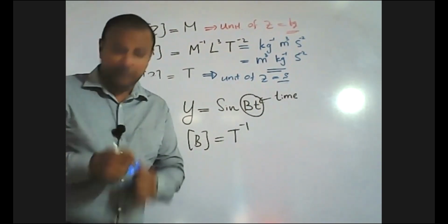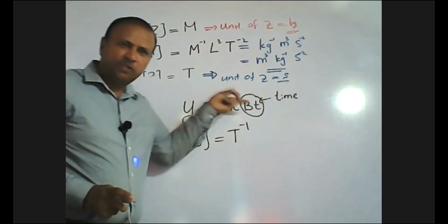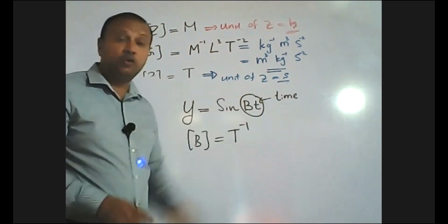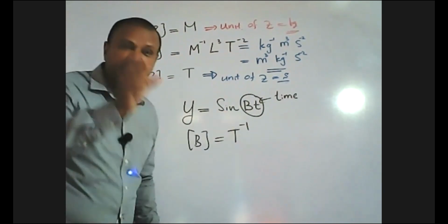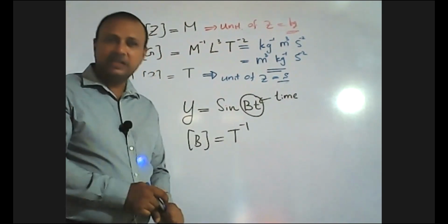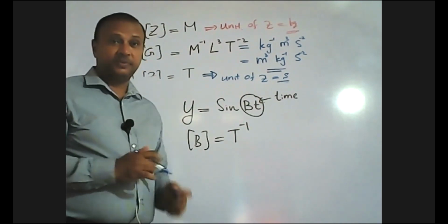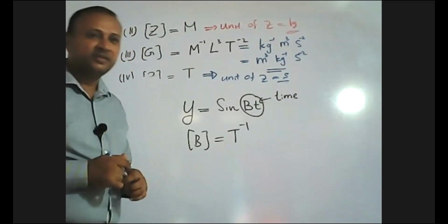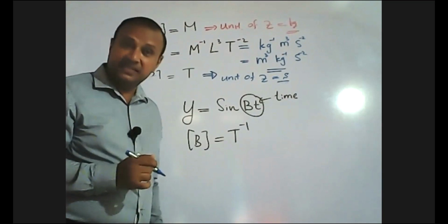That is what I said at the beginning: we have to understand well that what is inside sin has no dimension, but it is an angle. So this is an angle, BT. BT is an angle. So there is a unit for BT. What is that? It is radian.